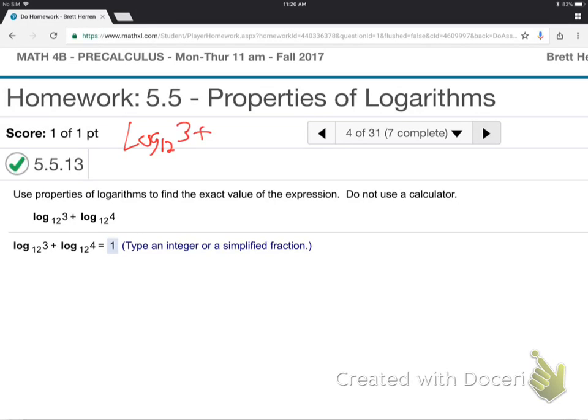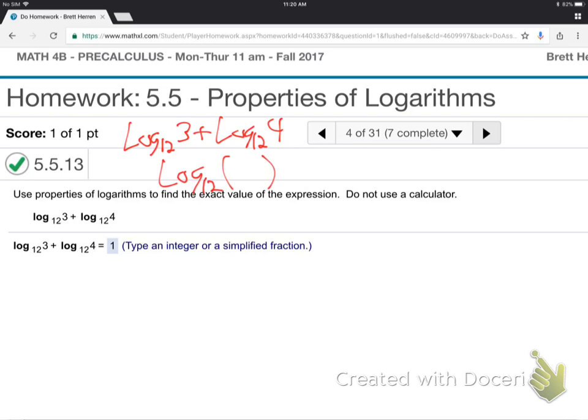All right. So log base 12 of 3 plus log base 12 of 4. They want me to use properties of logs. What am I going to do? Is there a way that I can put those 2 logs into 1? Look at property number 1. Adding for 2 logs is equal to multiplying inside of 1 log. Oh. And the base doesn't change. So just keep the base 12. We're not doing anything with that.